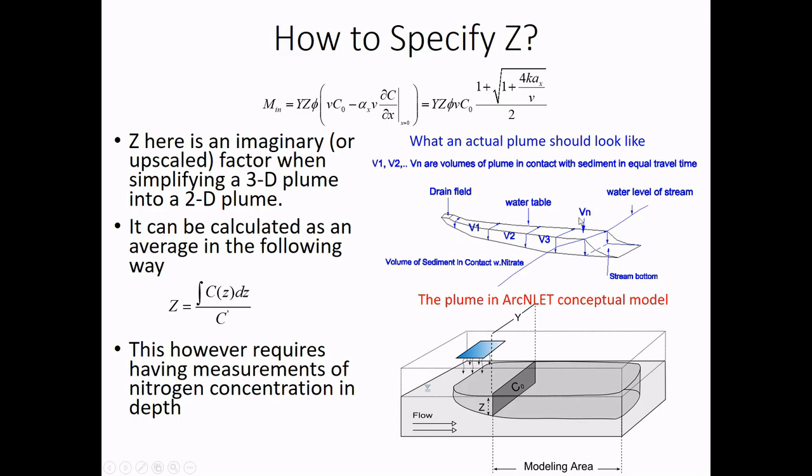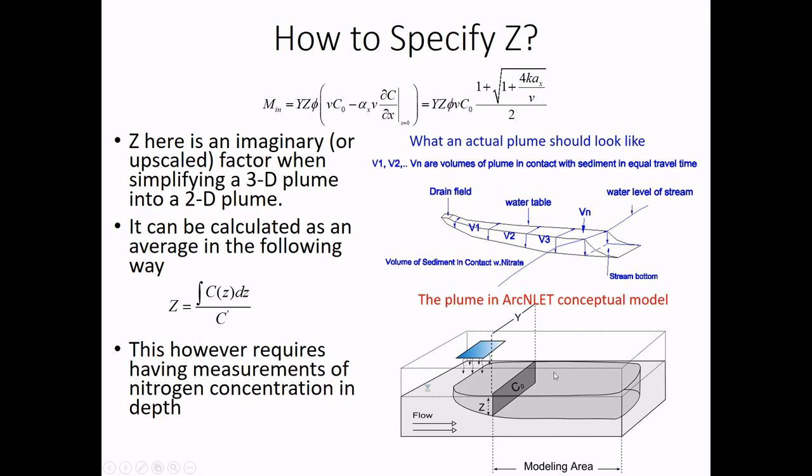So this is a diagram made by Pauli at DAP before he retired. This is what the plume should look like. You have a drain field and it moves downward and spreads out, right? So this is a 3D plume. But we're not simulating a 3D plume, and the depths are not the same. We're using EPA's conceptual model, and the depth here is constant for the entire plume.